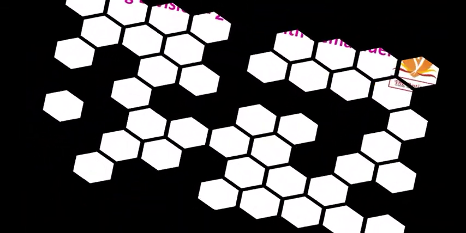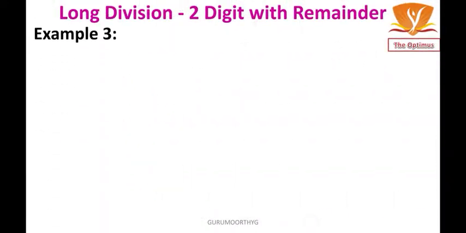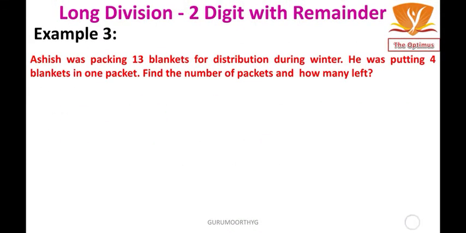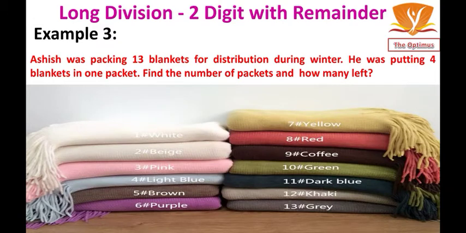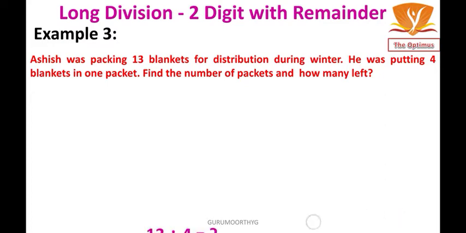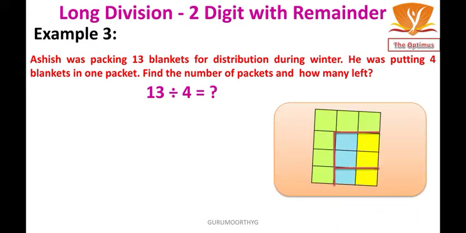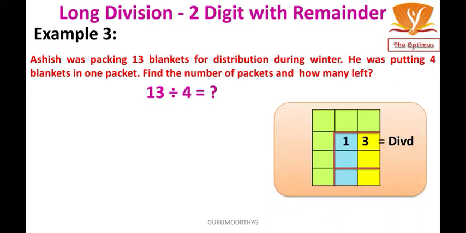Long division, 2 digit with remainder. Example 3. Assis was packing 13 blankets for distribution during winter. He was putting 4 blankets in one packet. Find the number of packets and how many are left. This question I am going to write in short form. That is 13 divided by 4 equals what? Yes, I am going to represent it in the place value chart. The dividend 13 I am going to write inside the inverted L. The divisor 4 I am going to write on the left side of the inverted L.